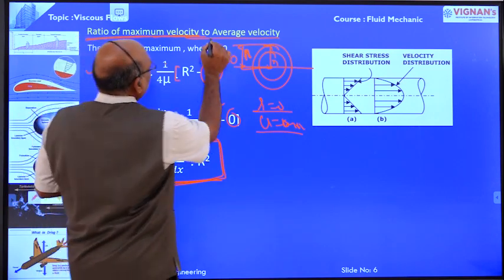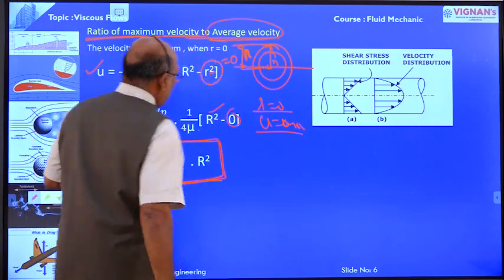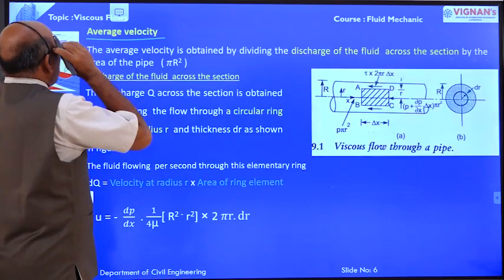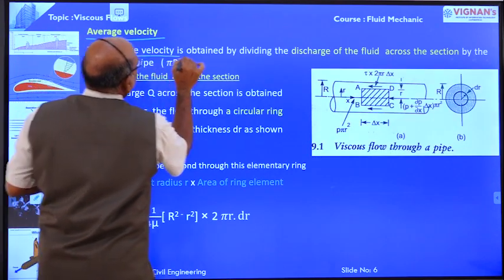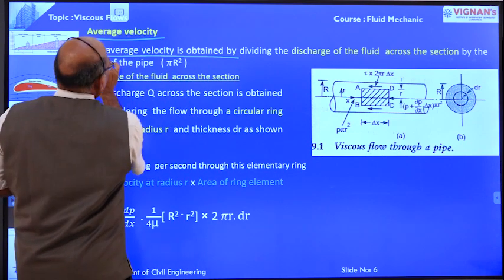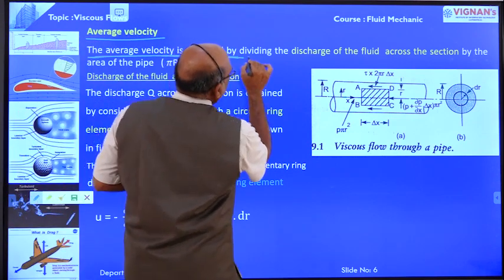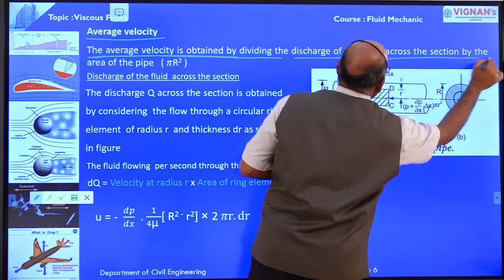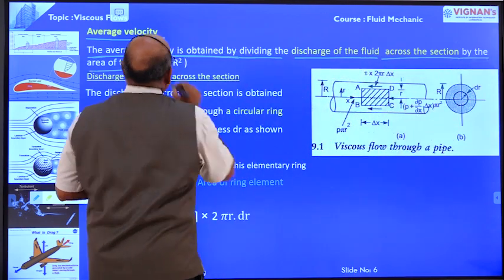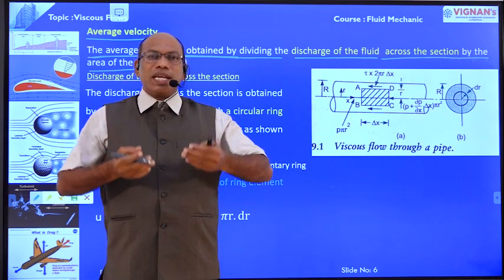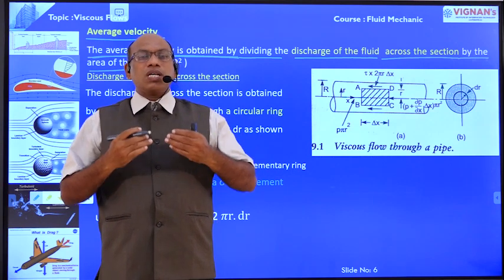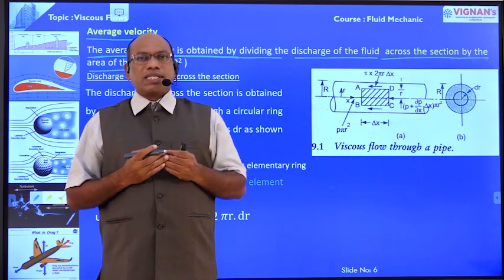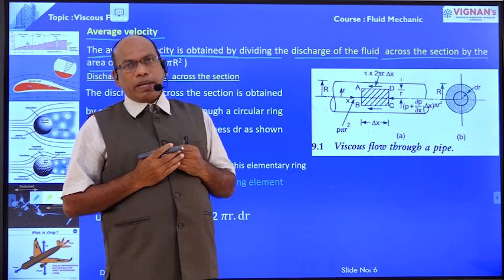This is about the maximum velocity. Then we are going to determine the average velocity in the pipeline. The average velocity is obtained by dividing the discharge of the fluid across the section by the area of the pipe.